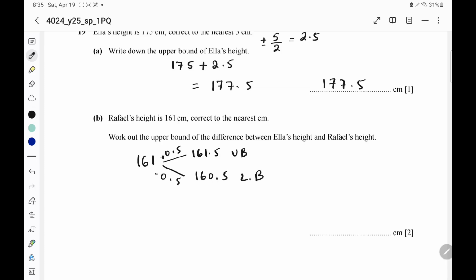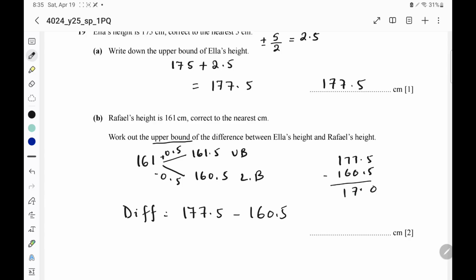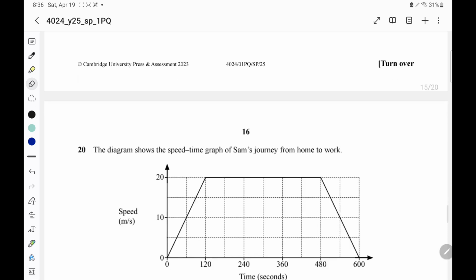So work out the upper bound of the difference between Ella's height and Raphael's. For Ella's height we take the upper bound and for Raphael's height we take the lower bound to get a greater answer. Okay, so the difference is equal to the upper bound minus the lower bound. So 177.5 and 160.5 subtract, that will be equal to 17. So 17.0 means 17 centimeters is the difference between their heights. Question number 20.